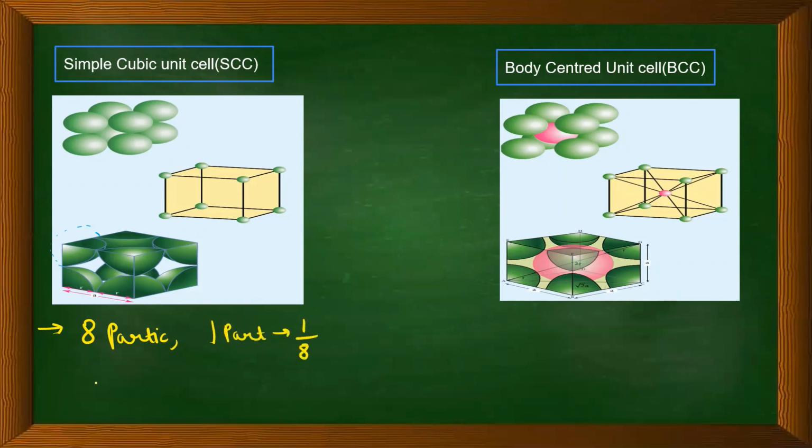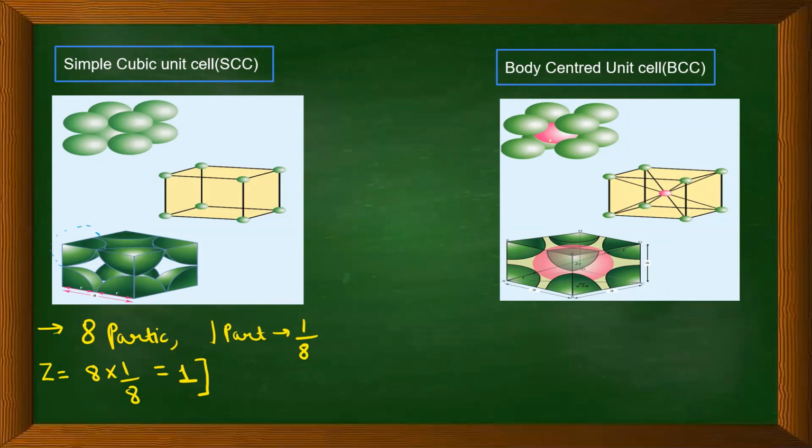So 8 particles कितना contribute करेंगे? तो हमारा Z कितना हो जाएगा? 8 into 1/8 which is equal to 1. Now, so in the simple cubic unit cell there is only the one lattice point. Okay. Now we will discuss for the body centered unit cell.